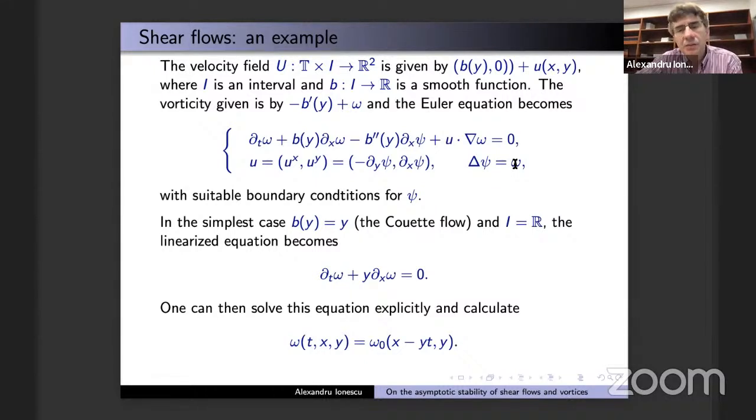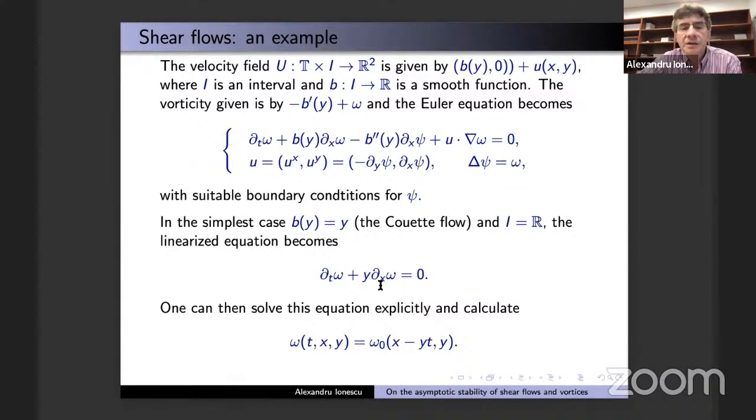Now, in the simplest case, one can write everything very explicitly, but it's still very instructive to understand how it works. The simplest case is b of y linear, for example b of y equal to y. The point is that if b were linear, b double prime of y drops out. So this term, which is non-local and harder to understand, drops out if we are looking at the Couette flow. And if we are to do all the calculations explicitly, there's an interval in the variable y that we get to choose, and for simplicity we assume this interval is the entire real line.